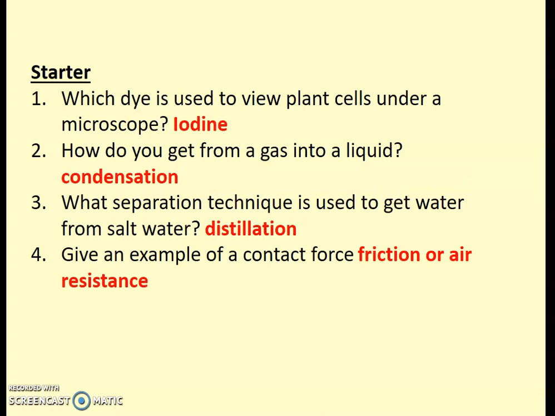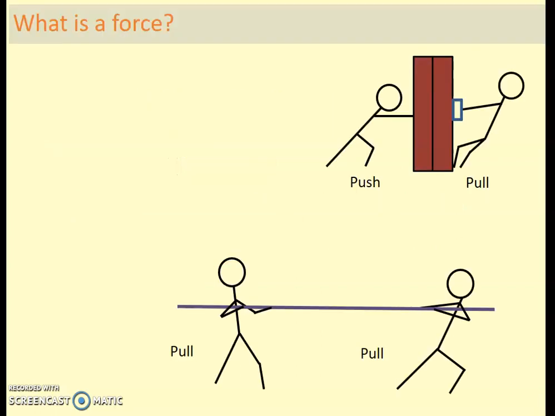Okay, so the first one is iodine. So that's the one that you view plant cells under. If you've wrote methylene blue, that's the one for animal cells. How do you get from gas into a liquid? So remembering you're going from particles that are moving around all over the place to something that's a little bit more condensed. So condensation is the one you needed there. Separation technique, distillation. So it's the boiling point, so you're boiling off the water and leaving the salt behind. And an example of a contact force is friction or air resistance. So that's one of the 4 facts that you need to remember. So it's just testing to see if you've looked at your facts beforehand. Okay, so hopefully you did okay there.